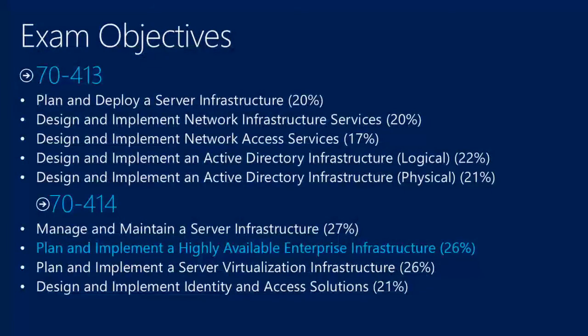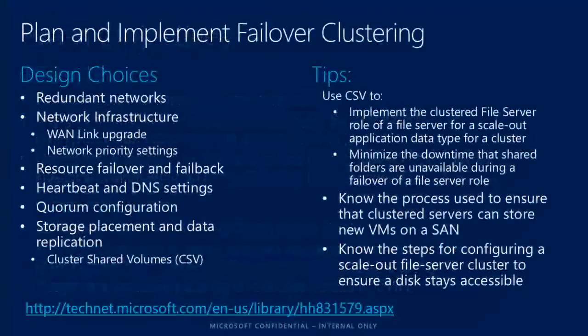Moving on, we've got 3 more functional groups. Highly available enterprise infrastructure. So you can imagine that this deals with failover clustering, for example. Design choices, what your network infrastructure is, understand resource failover and failback policies, how to control those.